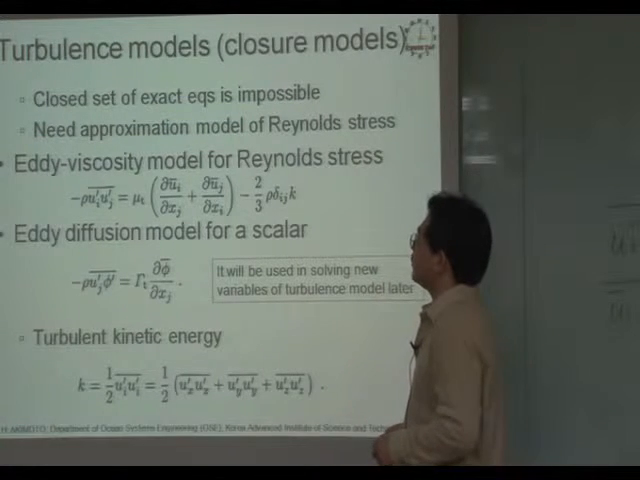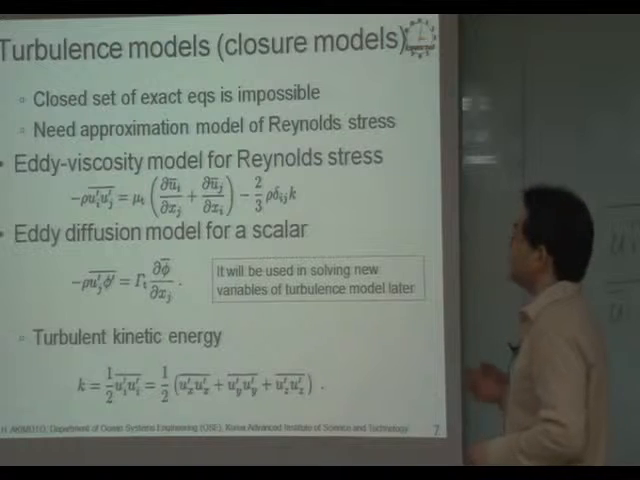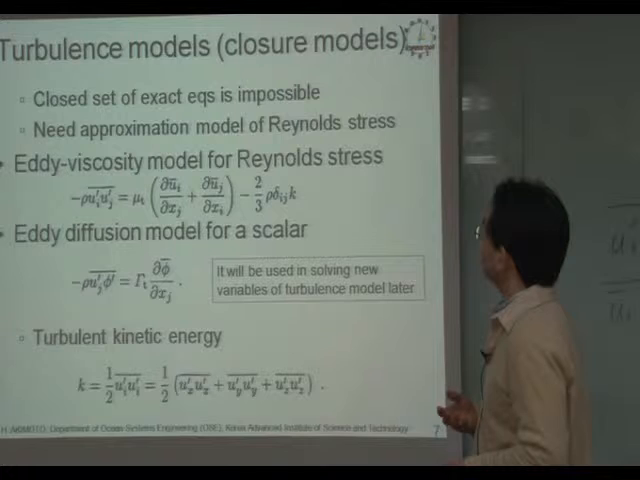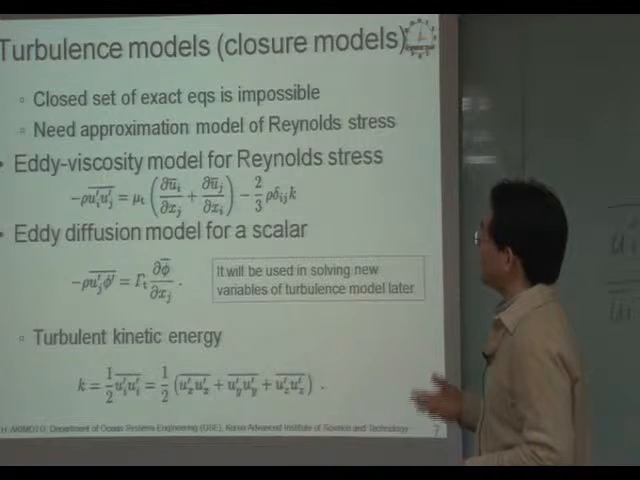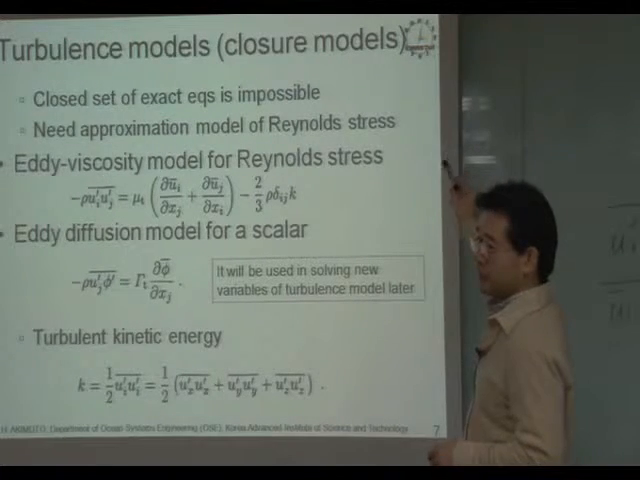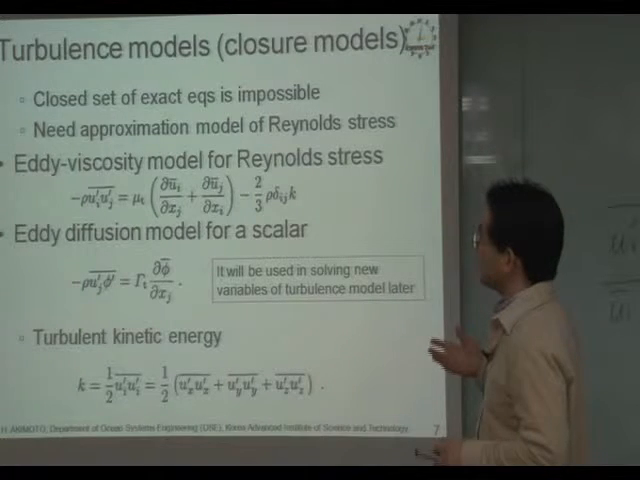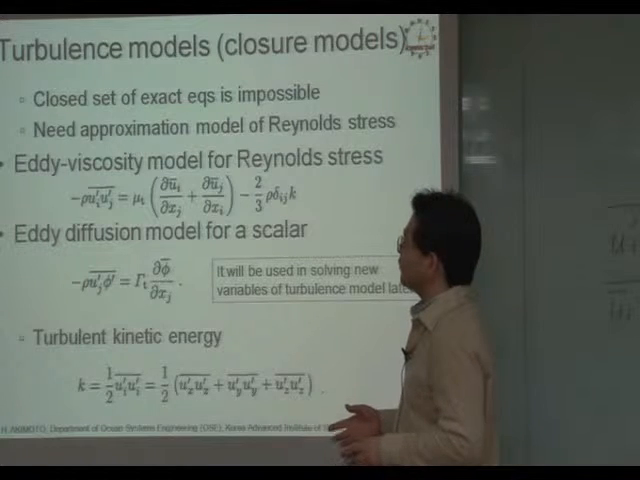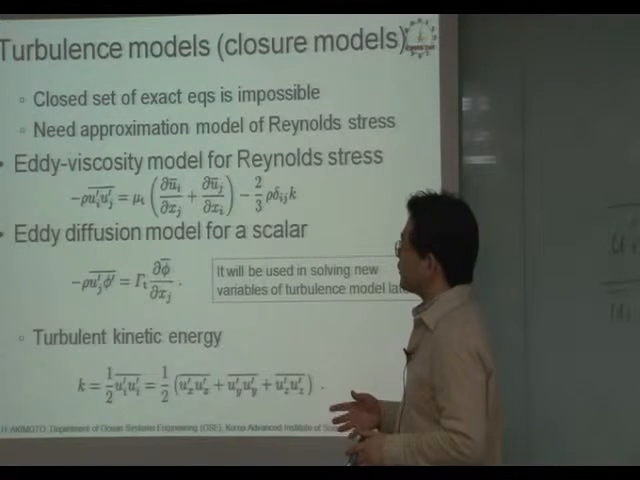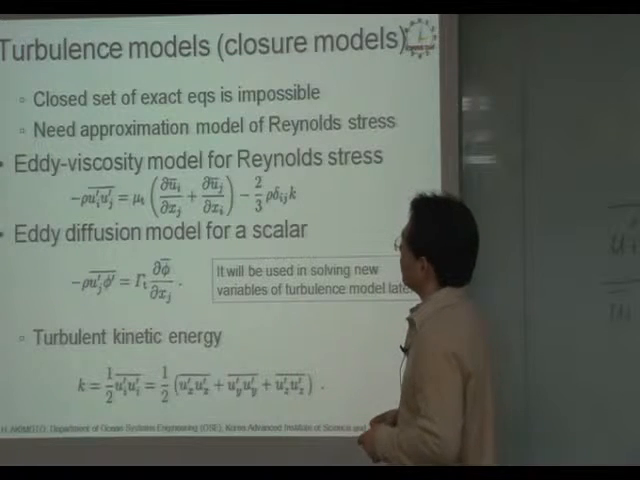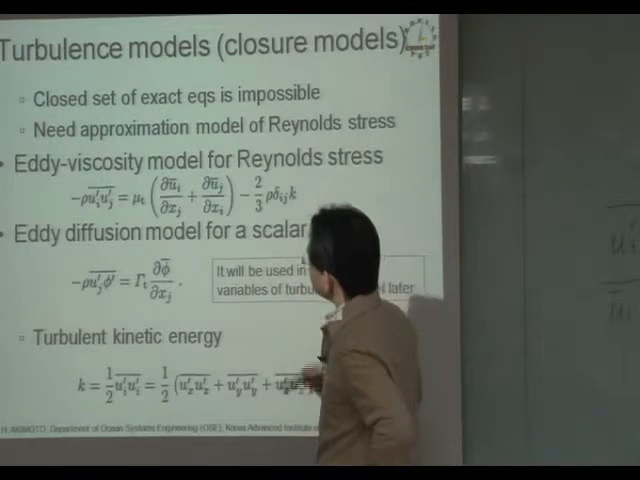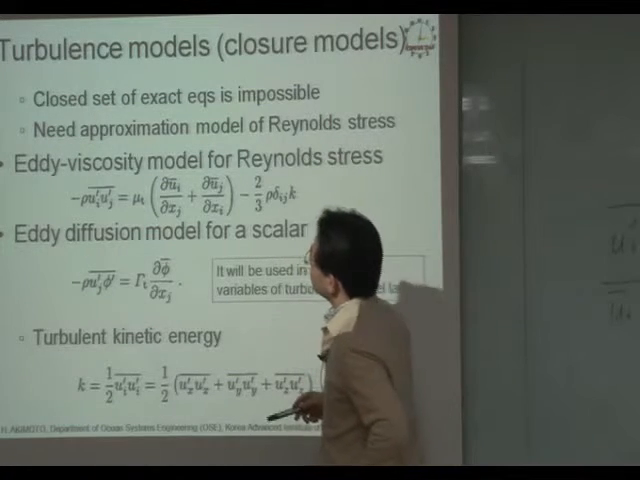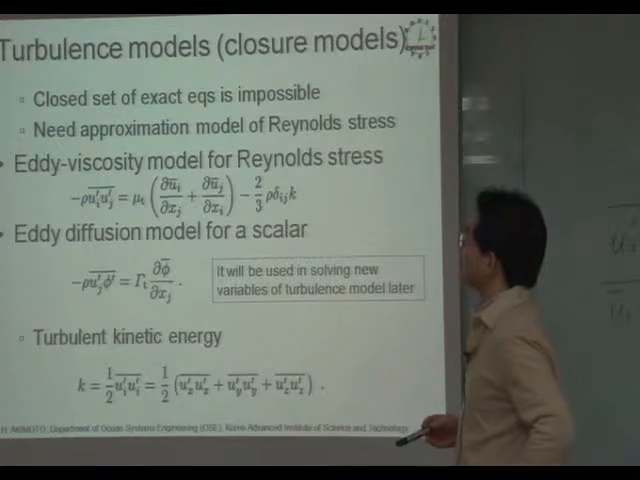So the consideration is how to close the equations. We call them turbulence models, or closure models, because they add other considerations to satisfy the equation. The basic knowledge is this one: a closed set of exact equations is impossible.